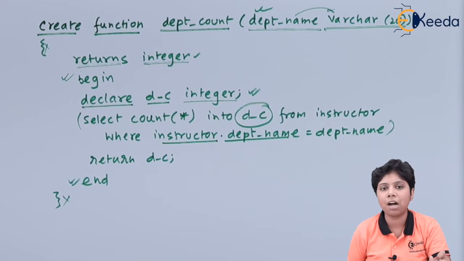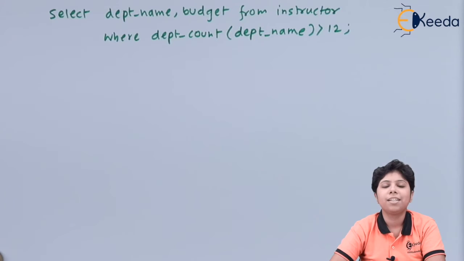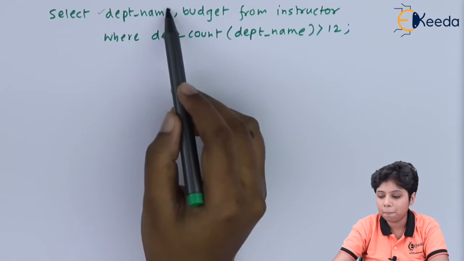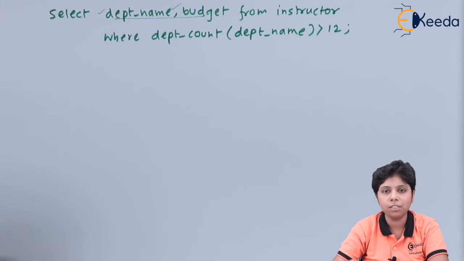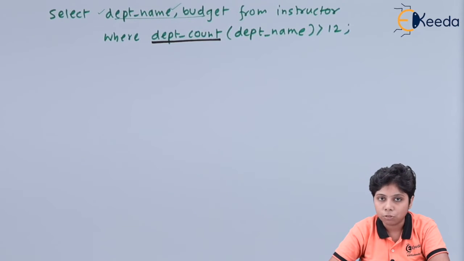So now I will see how to convert a query to a table fetching function. Say now I want to fetch the information of the number of instructors in a department. If it is greater than or equal to 12, then I want to see the department names and their average salary. So now I will use the department name and budget, which are the attributes from the instructor relation, where I have used the function name here, that is department count, which I have defined just previously.